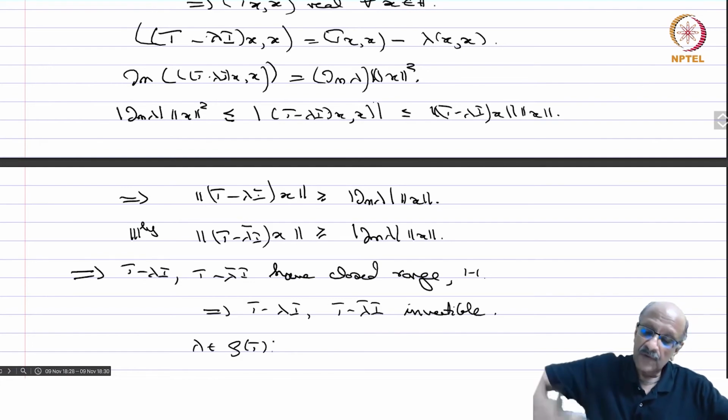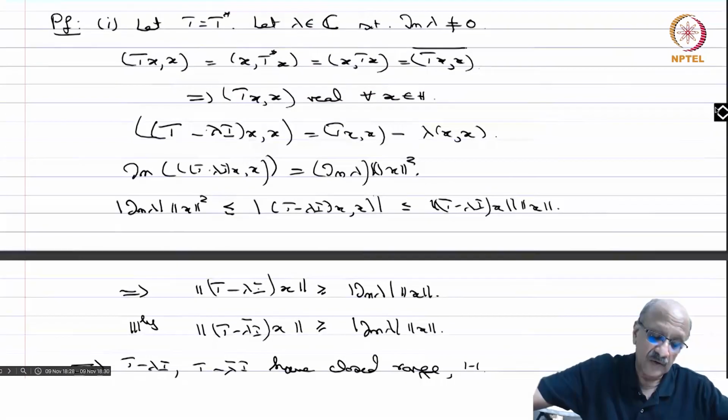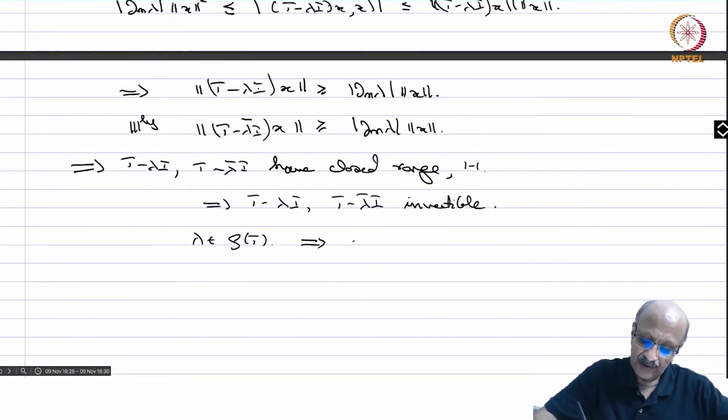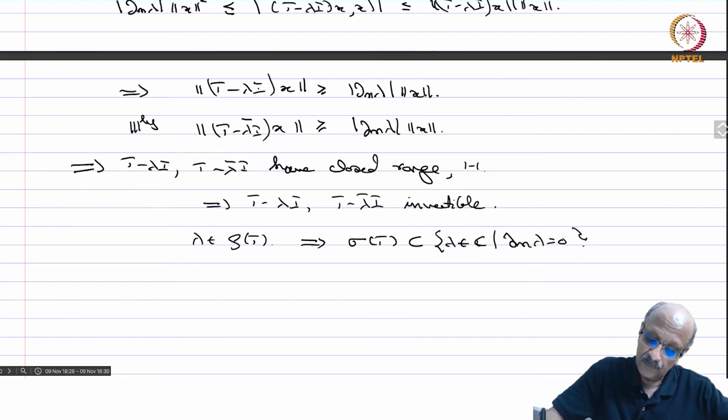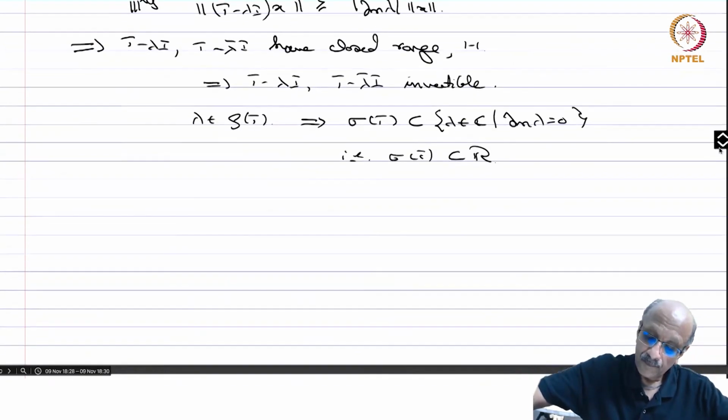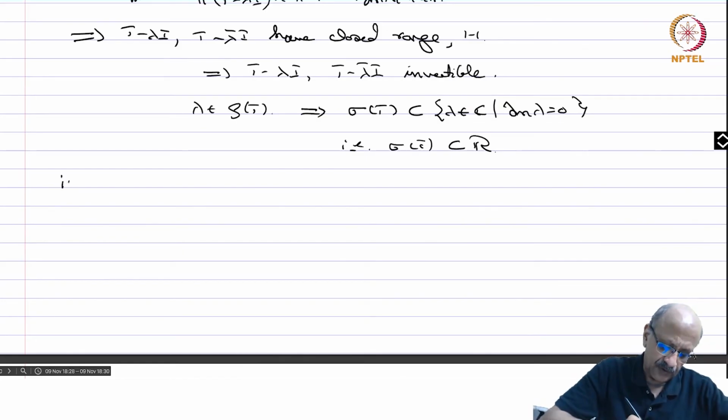Okay, so if the imaginary part of lambda is not 0, then lambda is in the resolvent set of T, and therefore this implies that sigma T is contained in the set of all lambda in C such that the imaginary part of lambda equals 0, that is sigma T is contained in R. So that proves the first relationship. So now look at 2.